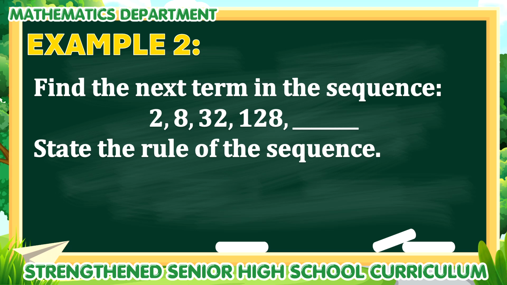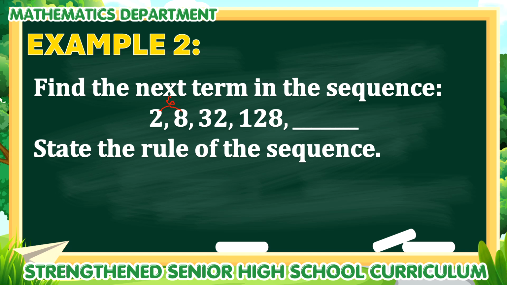For the second example, find the next term in the sequence 2, 8, 32, 128, and blank. And then you have to state the rule of the sequence. Now, by observing our sequence here, if we get the common difference, for example, by subtracting our first term from our second term, we have 8 minus 2, that gives us 6.